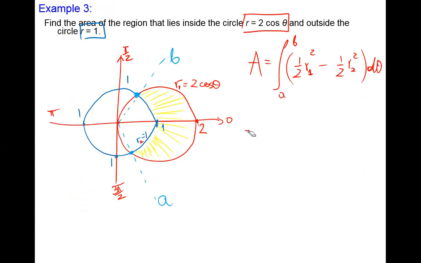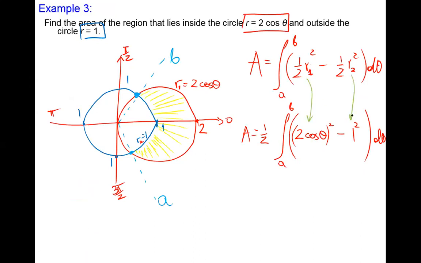Excellent. Okay, I can do this. 1/2 integral from A to B of the first one, (2 cosine theta) squared minus 1 squared, d theta. Let me make it smaller and bigger. Okay, this means I do have nicely the first curve and the second curve. Excellent. Okay, now limits of integration.